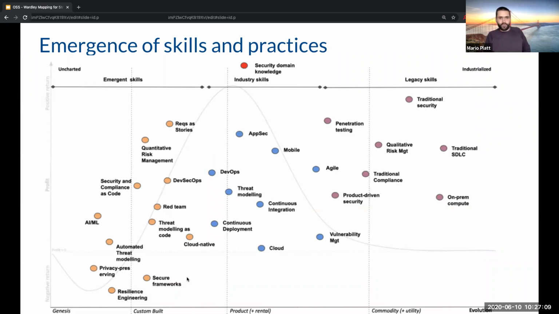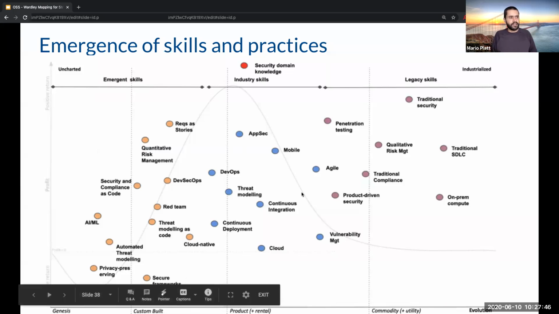And finally, we can also use maps to look at skills and emergent practices in security. So the commoditized skills are the traditional approaches to compliance. So spreadsheets, box ticking, those kinds of things. And on-prem compute with the product-driven security. There's little strategic advantage, both to the individuals and the organizations they're part of, in having these skills, right? As they're commoditized. Anyone can do it, and it's easy to train people on doing this because there's a lot of information out there.